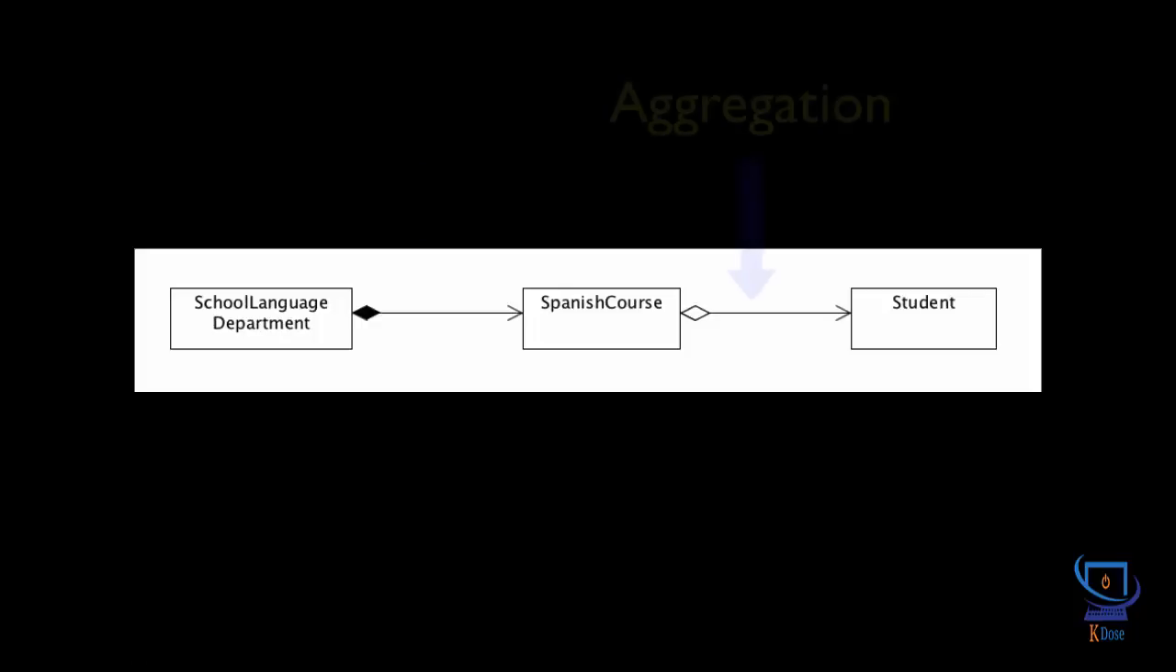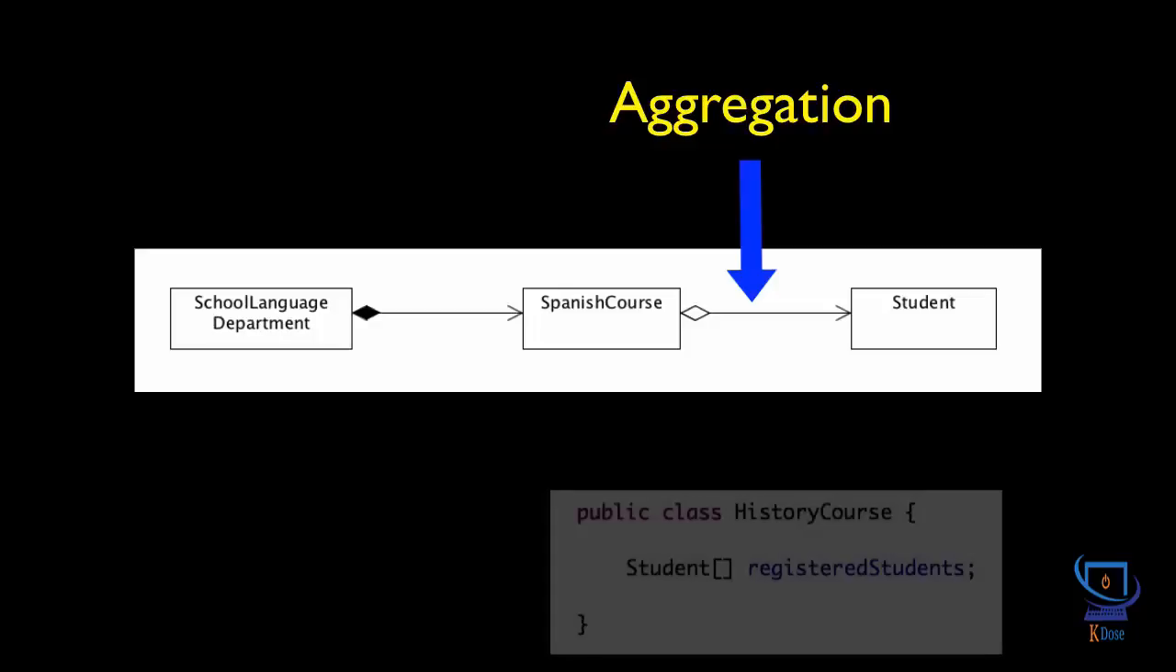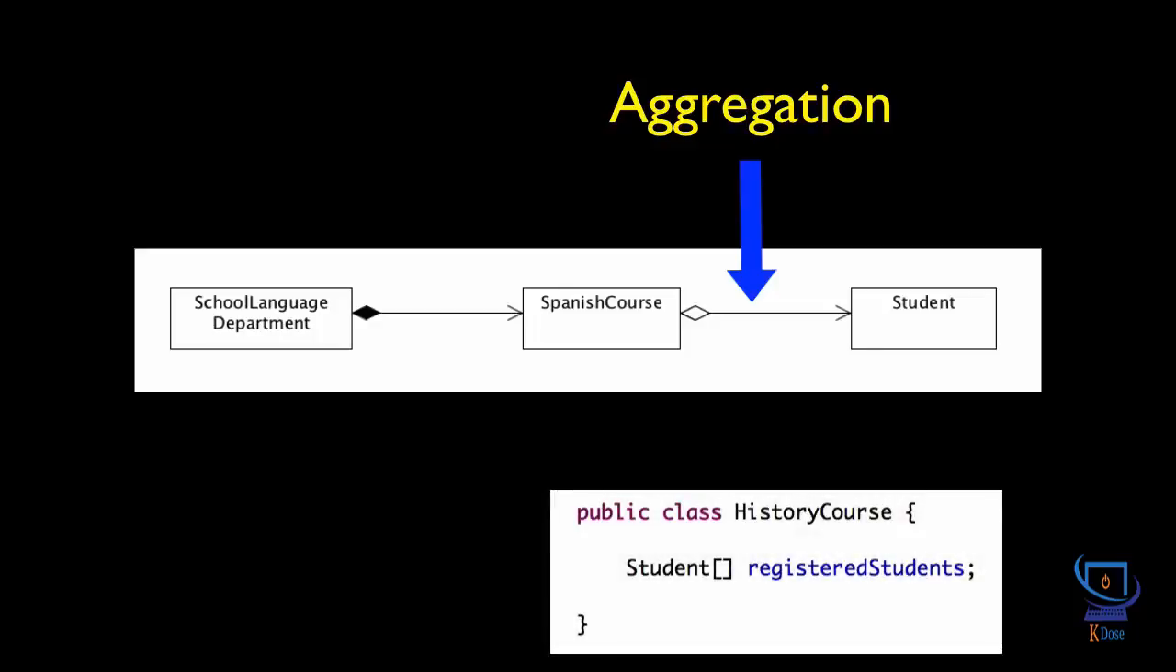The second relationship, the course and the student, this is an aggregation relationship. It does not imply ownership, right? A course does not own a student. So if a course is canceled or removed from registration, that doesn't mean that the student no longer exists within the application. That student object can be registered for many other courses in many other departments.